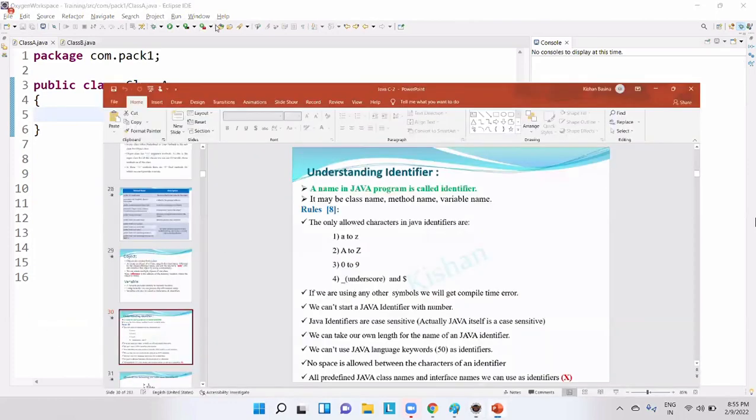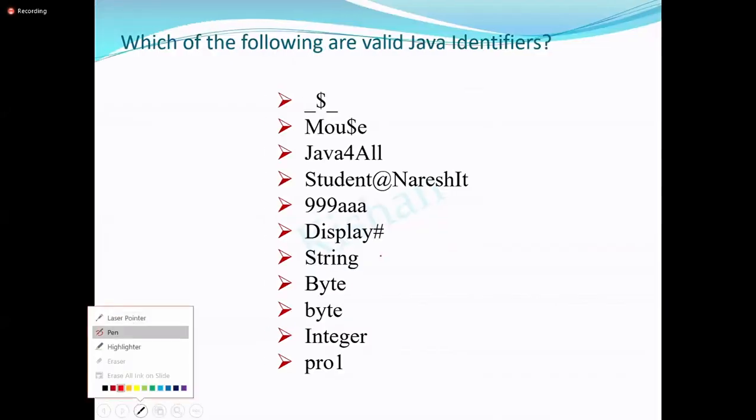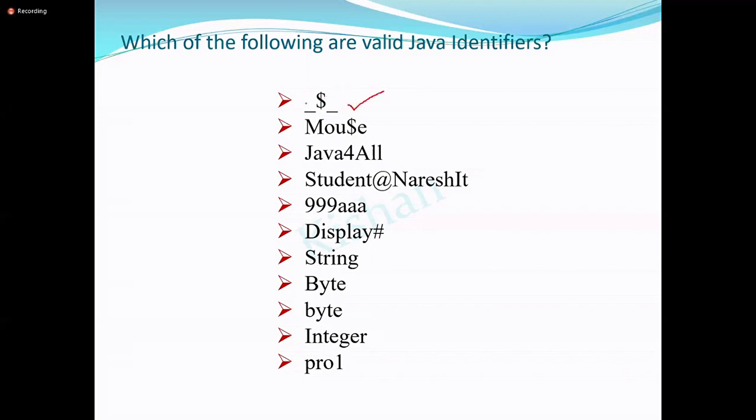Okay. Now, guys, I want to show you some names. Tell me which one is valid and which one is invalid. First one, only first one. Is it valid or invalid? 100% valid. Dollar and underscore, we can use that. What about second one? Yes, that is good. Second one is also valid. What about third one? Java for all. Guys, I'm using a number. Sir, we can use number, no problem. Okay. Third one is also valid.